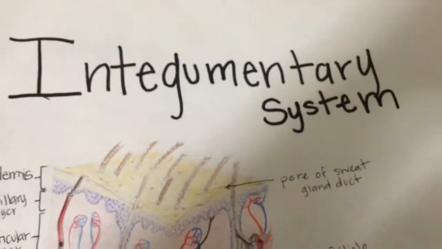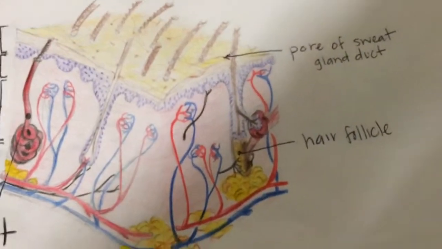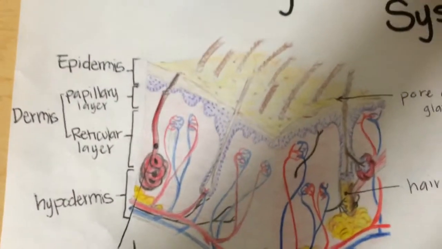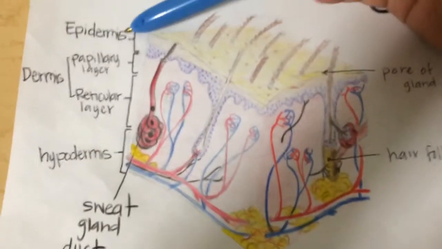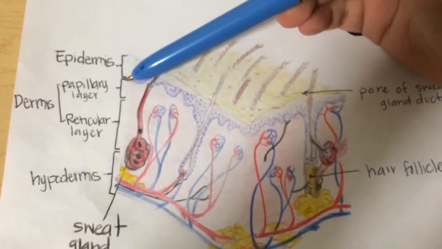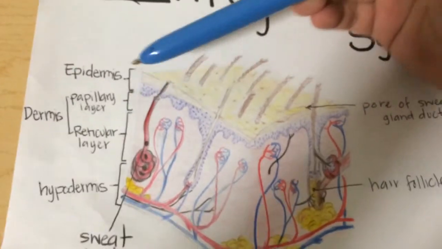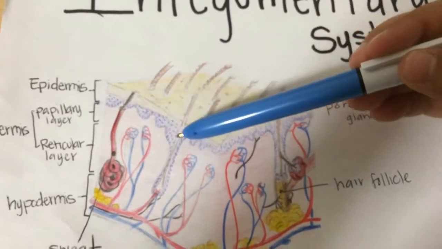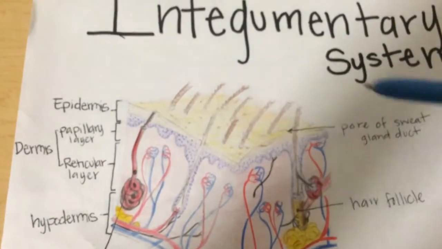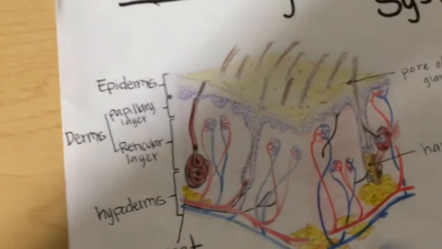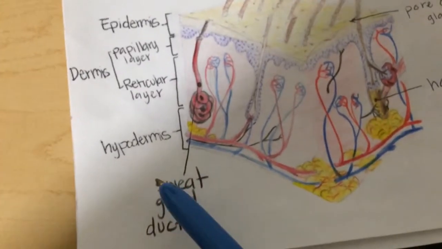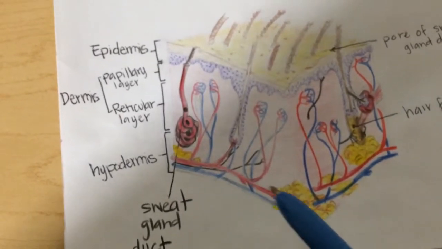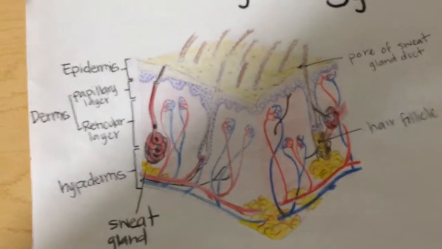Okay, so the integumentary system, it has 3 layers. It's the skin. It has the epidermis, which is this top layer right here. The dermis, which is made up of the papillary layer, which are the top fifth part of in all these ridges. And then the reticular layer, which is the rest. And then that ends about right here where we have the hypodermis, which has all the blood vessels and the adipose tissue, which is that.